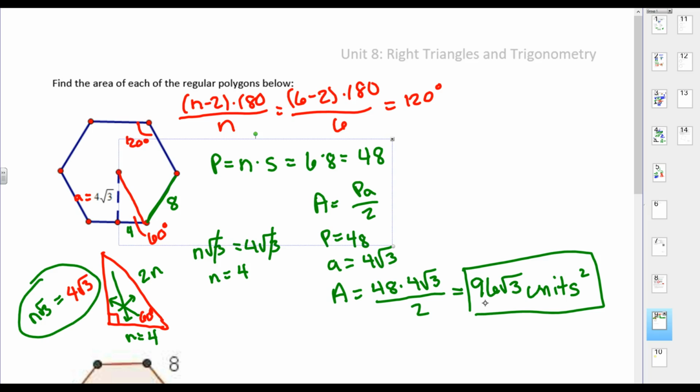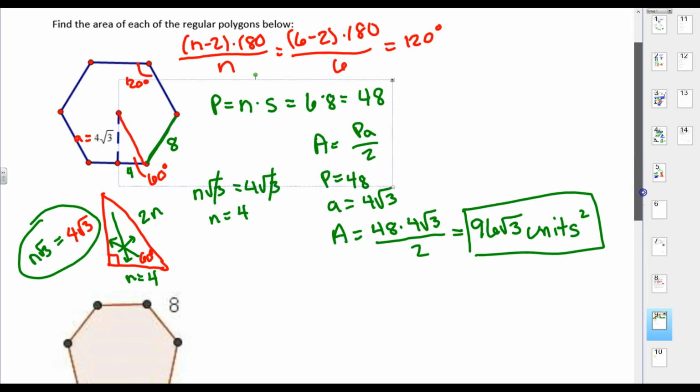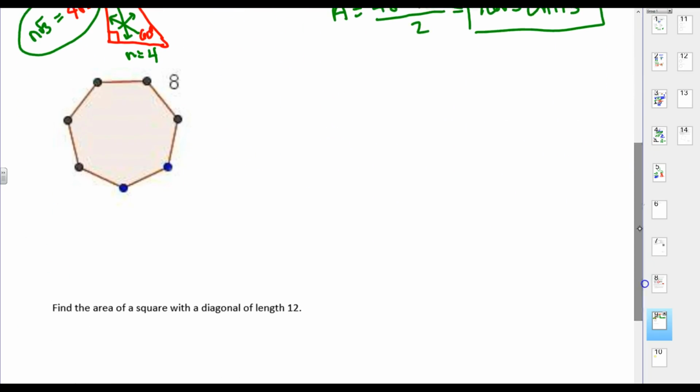Okay? So that's one where we had a special right triangle. Now let's look at a different problem. This guy has how many sides? 1, 2, 3, 4, 5, 6, 7. My number of sides here is 7, and I want to build a special right triangle.